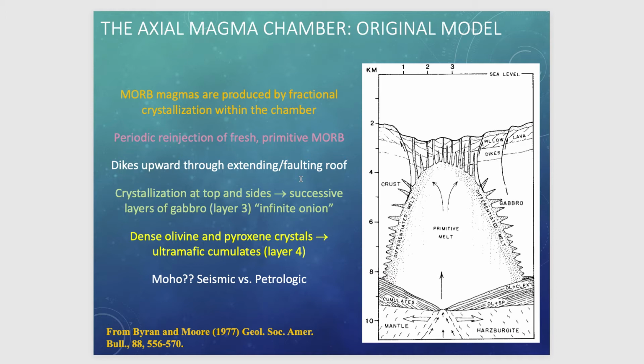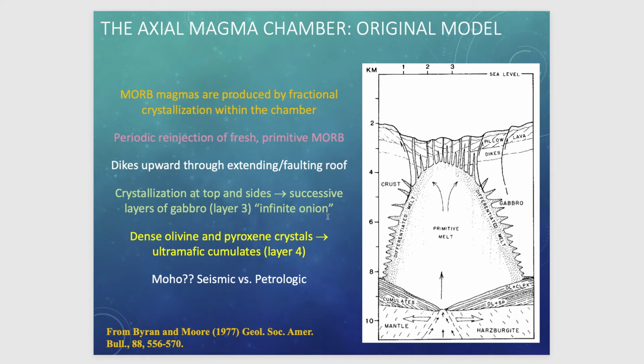And then you have dikes upward that extend through the roof of the magmatic chamber and would form this complex of structures, folds, and associated dikes. Crystallization at the top and on the sides is represented by this differentiated melt. And instead, we do develop successive layers of gabbro.